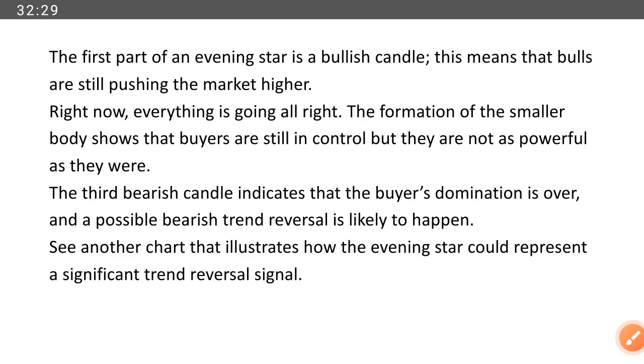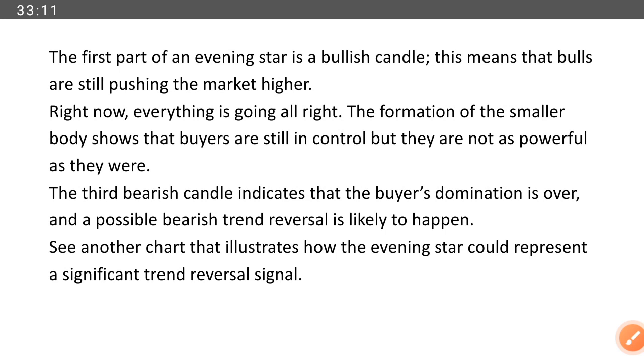Now the first part of an evening star is a bullish candle. This means that bulls are still pushing the market higher. Right now, everything is going all right. The formation of the smaller body shows that buyers are still in control, but they are not as powerful as they were. The third bearish candle indicates that the buyers' domination is over and a possible bearish trend reversal is likely to happen.